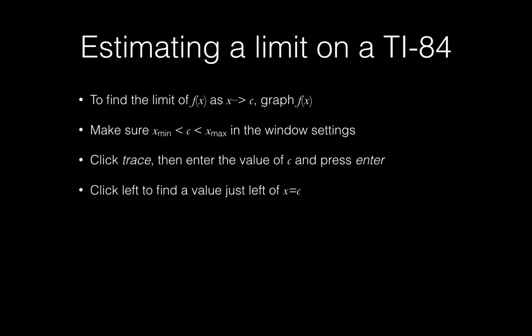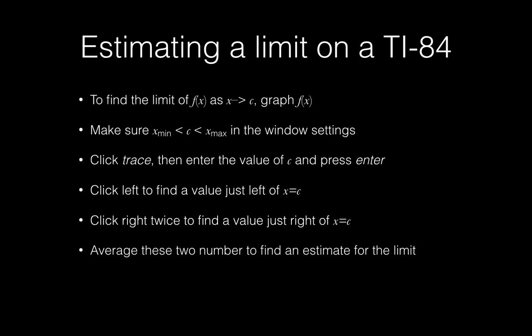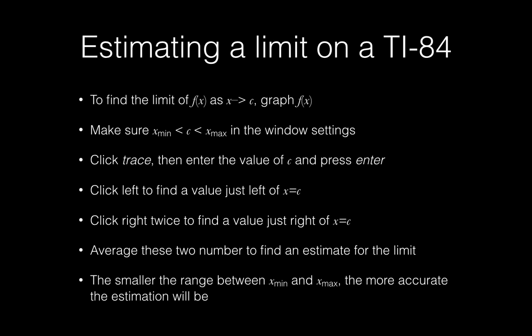Click Left to find a value that's just left of x equals c. Then click Right twice, which will bring you back to x equals c, and then move you over one place to the right, which gives us a value that's just right of x equals c. If you average these two numbers, you'll get a good estimate for the limit. The smaller the range between the minimum x and the maximum x will give you more accurate limits.